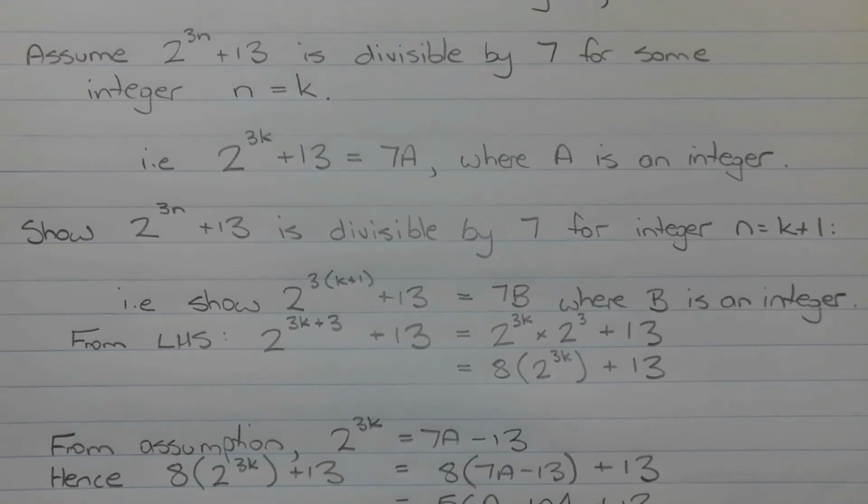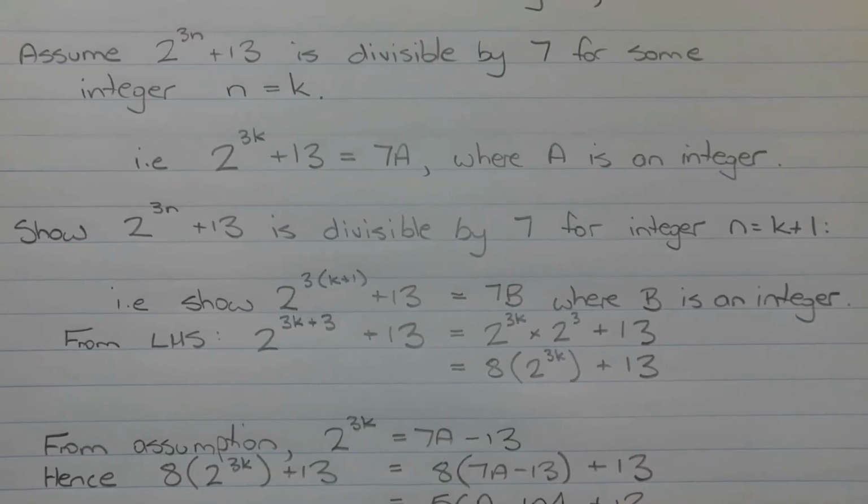So from the left-hand side, expanding the brackets in the index, we get 2 to the power of 3k plus 3 plus 13, which is equal to 2 to the power of 3k times 2 to the power of 3. All I've done is break up this term and convert it into a product of two terms with the same base. Then we add 13 to that. Now 2 to the power of 3 is equal to 8. So 2 to the power of 3k plus 3 plus 13 can be written as 8 times 2 to the power of 3k plus 13.